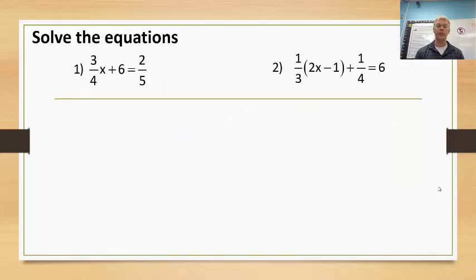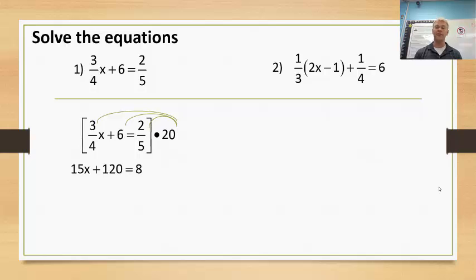We can see in the first one, we have two fractions, and the denominators are 4 and 5. So the first thing we have to do is find the least common multiple of 4 and 5, which is 20. So now I'm going to take my entire equation, all three terms, and I'm going to multiply them by 20. And what I'll end up with is 15x plus 120 equals 8.